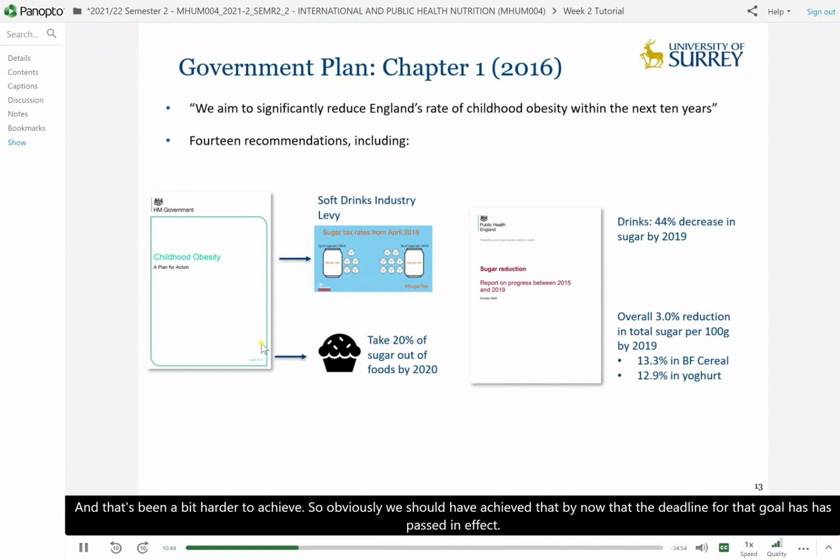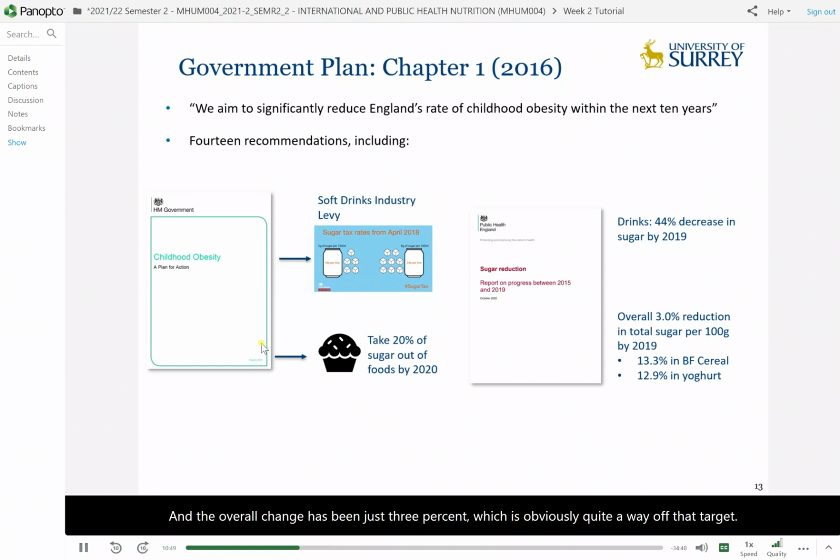So obviously we should have achieved that by now. The deadline for that goal has passed in effect. And the overall change has been just 3%, which is obviously quite a way off that target, but that overall average does mask some of the individual success stories. So within certain categories, there's been big changes in sugar content. So in particular, in breakfast cereals and in yogurts, the change has been much greater.